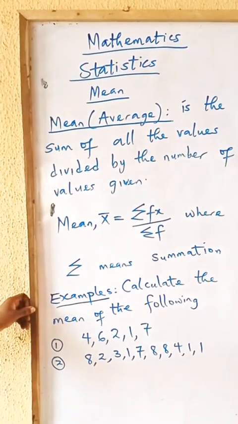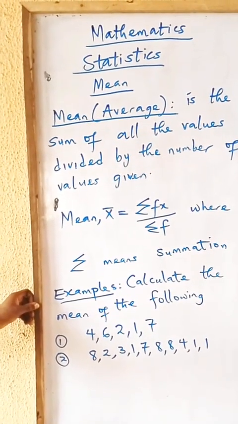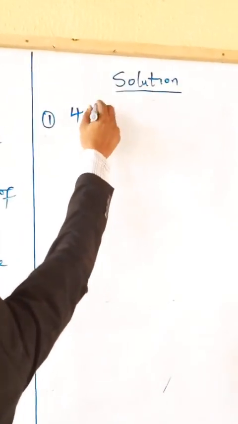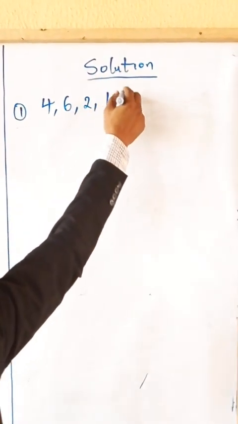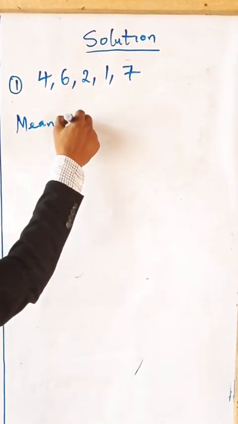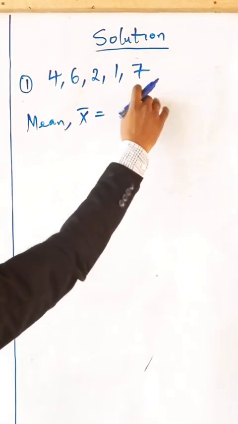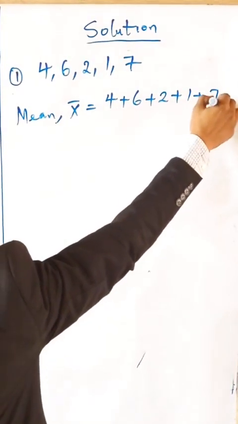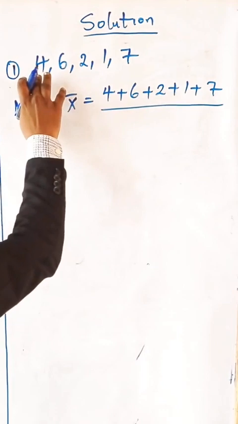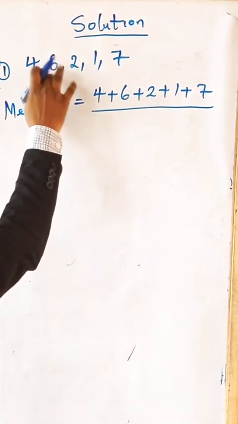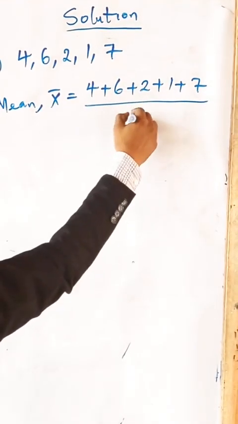Let's solve these examples. Calculate the mean of the following. Number one, we have 4, 6, 2, 1, and 7. So for us to calculate the mean, which is also known as s bar, we are going to add these numbers together. We have 4 plus 6 plus 2 plus 1 plus 7 over, we are going to count the number of numbers. 1, 2, 3, 4, 5, over 5.